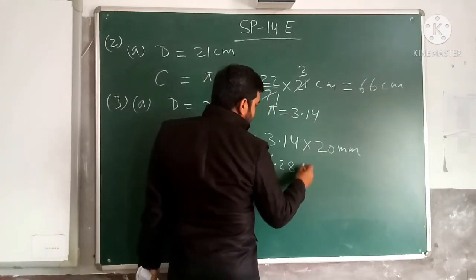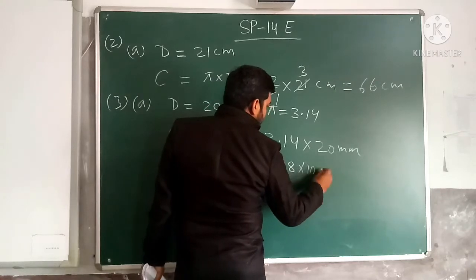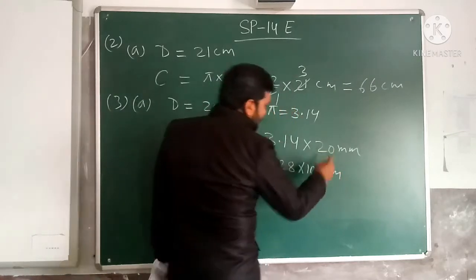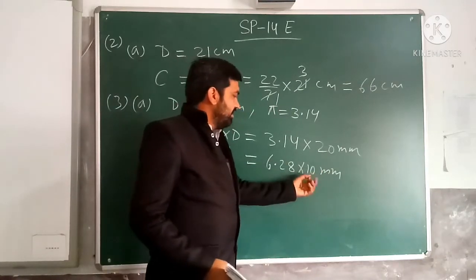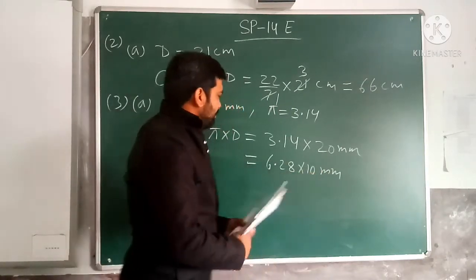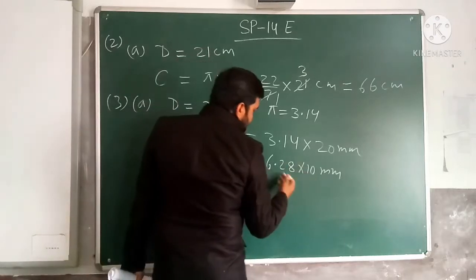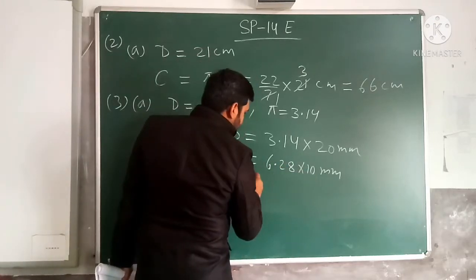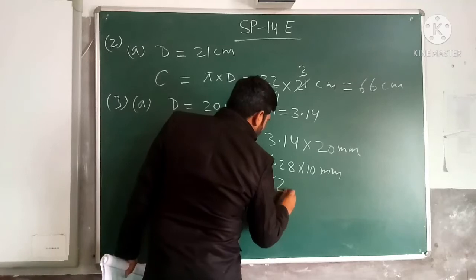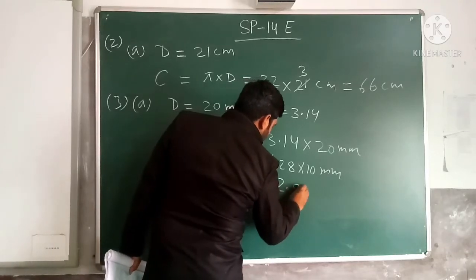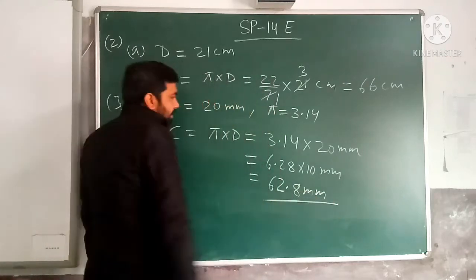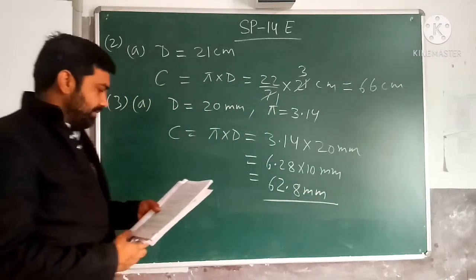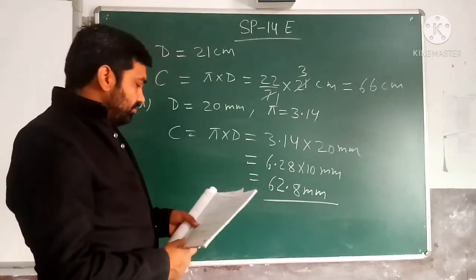With 2, I multiplied into 10 mm. So out of 20, with the 2 I have multiplied and then I have left the 10 here. So when I multiply this number by 10, the decimal will shift one place to the right. So the answer will be what? 62.8 mm. 62.8 mm is the circumference. Okay?